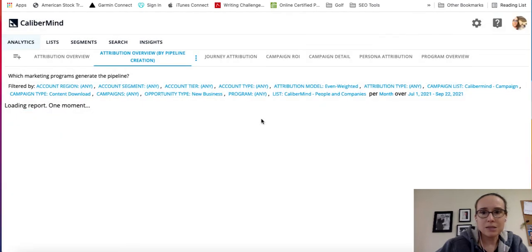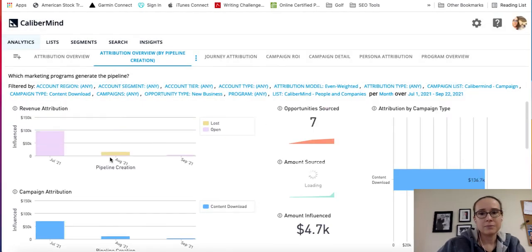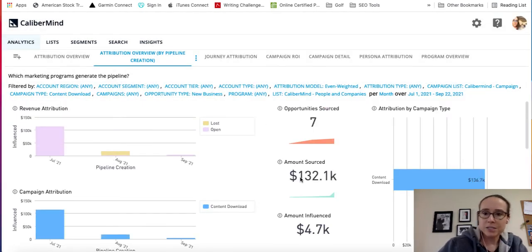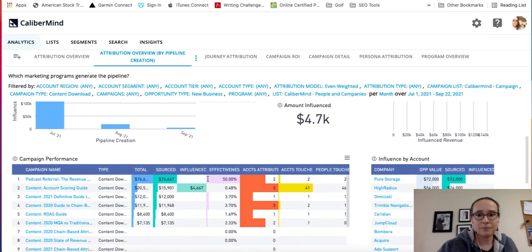So we're going to start with even weighted. And there are a few interesting things to see here. You can see the vast majority of attribution dollars are allocated to sourced attribution, which isn't the same at all as single touch. In our world, sourced attribution means we're allocating dollars to all of the activities that took place before the opportunity was created. So we have 7 sourced with 132K associated with them.